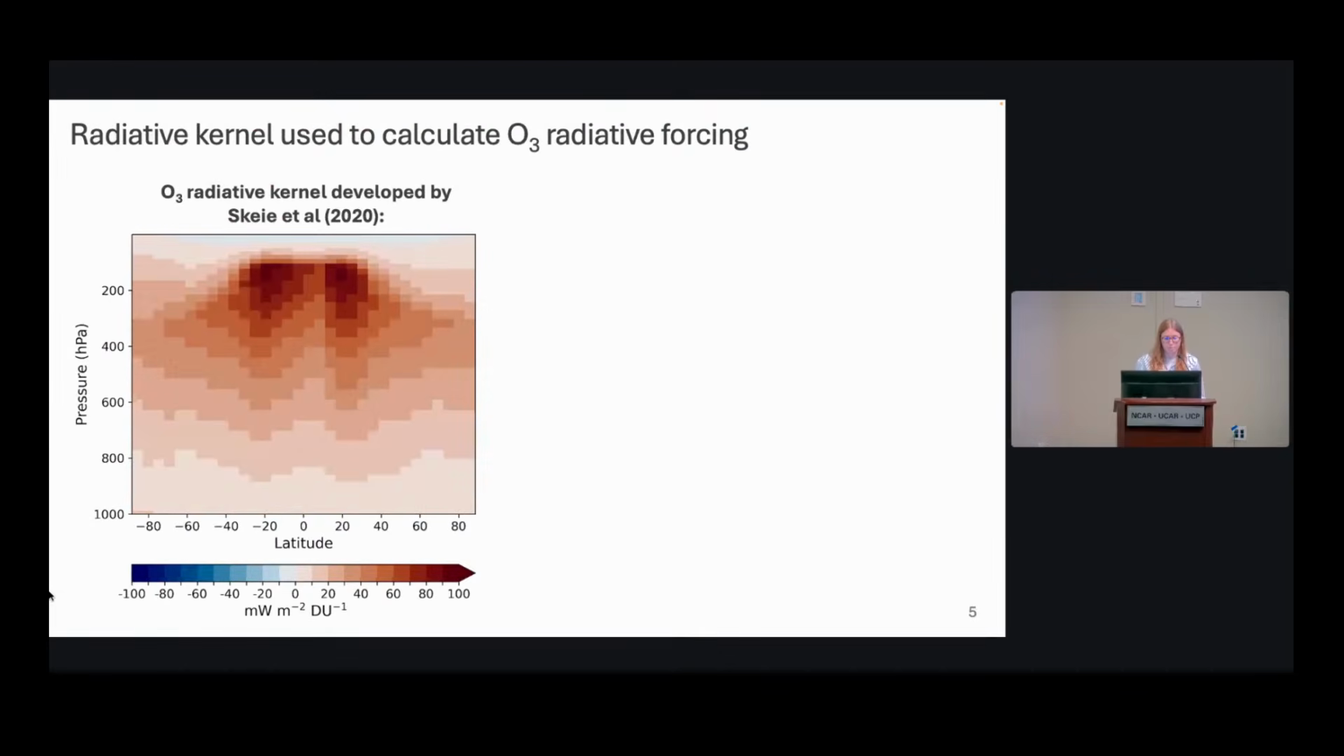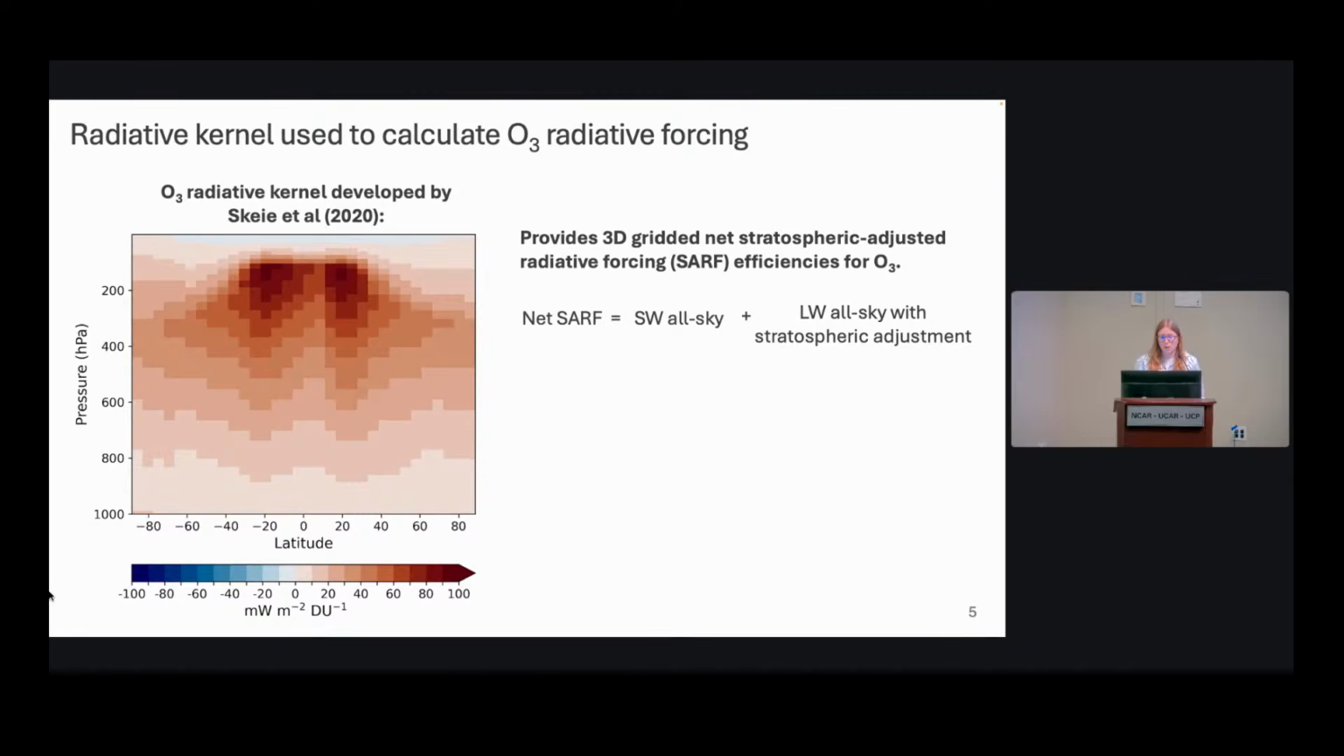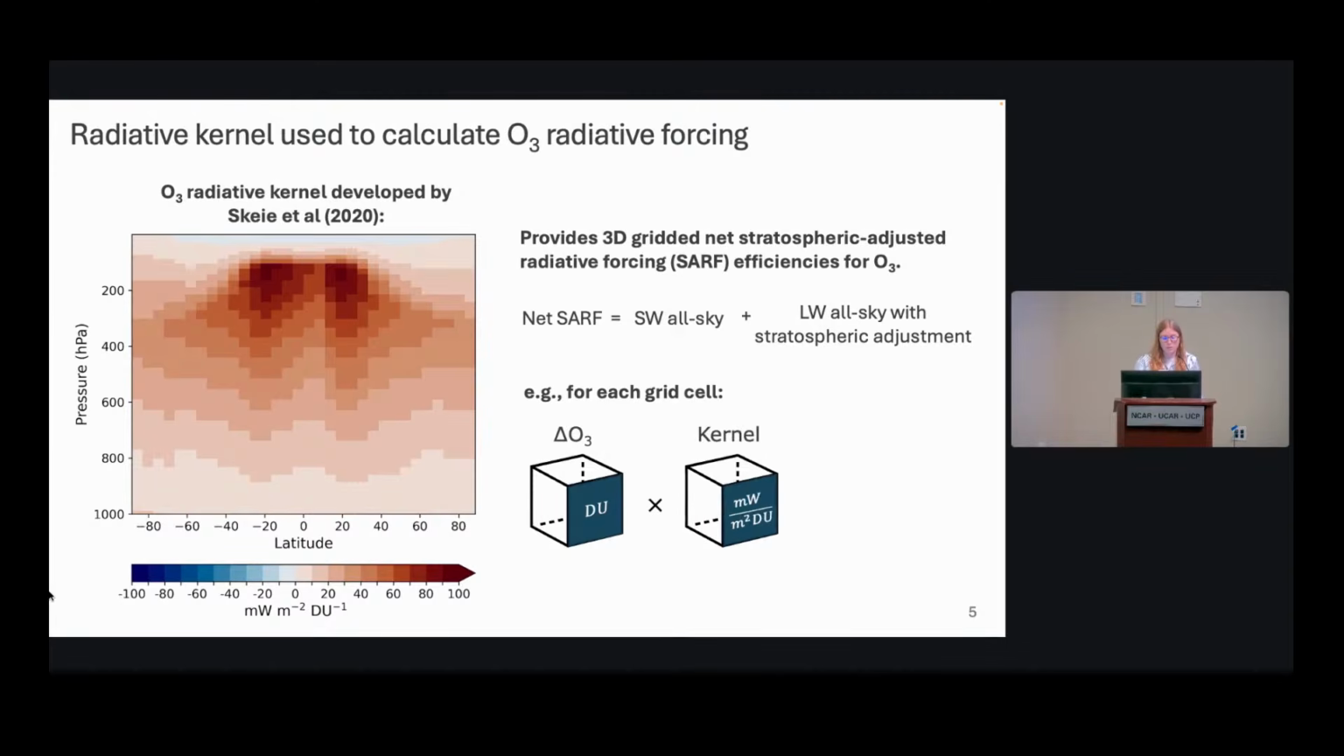Okay, so to calculate tropospheric ozone radiative forcing from this emissions perturbation, we apply an ozone radiative kernel, which was developed by Xi et al. in their 2020 paper. This provides a 3D gridded net stratospheric adjusted radiative forcing, or SARF, efficiencies for ozone. Net SARF is just the composite of the shortwave all-sky and longwave all-sky component with a stratospheric adjustment. To apply the kernel, essentially for each grid cell at each level, we multiply our perturbation in Dobson units by the radiative kernel, which is in units of milliwatts per meter squared per Dobson unit. And we estimate our tropospheric ozone SARF in milliwatts per meter squared.